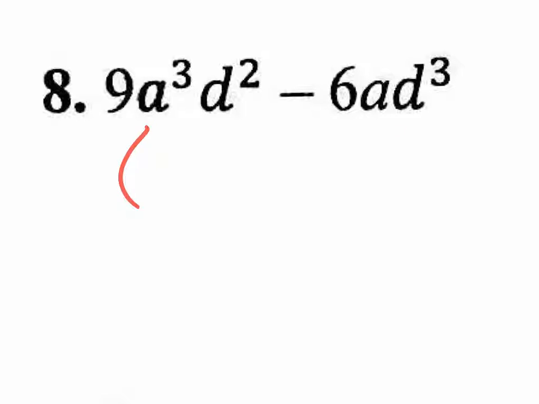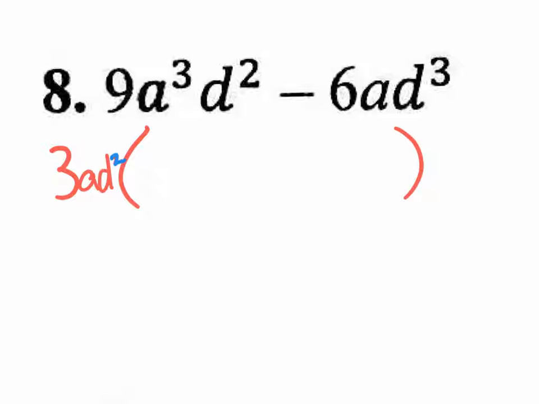How about here? What's the GCF? 3. And how about a? Now, why is it a? Why is it not a to the third? Because the maximum amount of a's you could pull out from both at the same time is just one a. That's why you're just pulling out one a. Make sense? Now, what about the d's though? What's the maximum amount of d's I could pull out? 2. Because we have d squared right here and d to the third right here. I could pull out a maximum of 2 from both. So you need to put d squared right there.